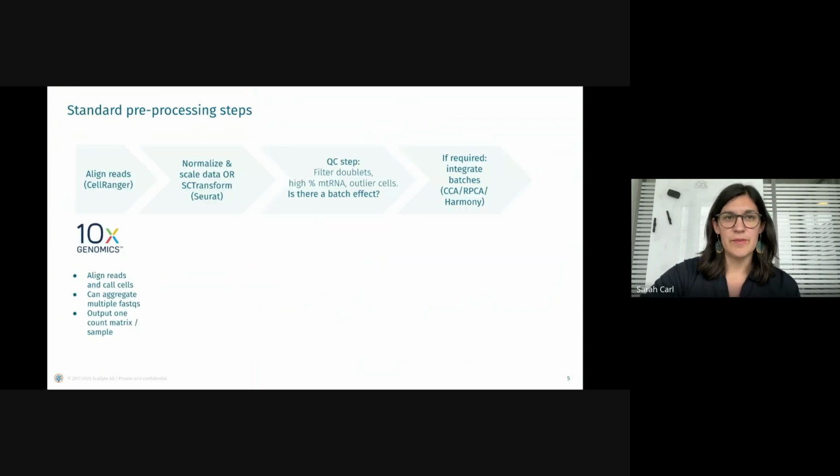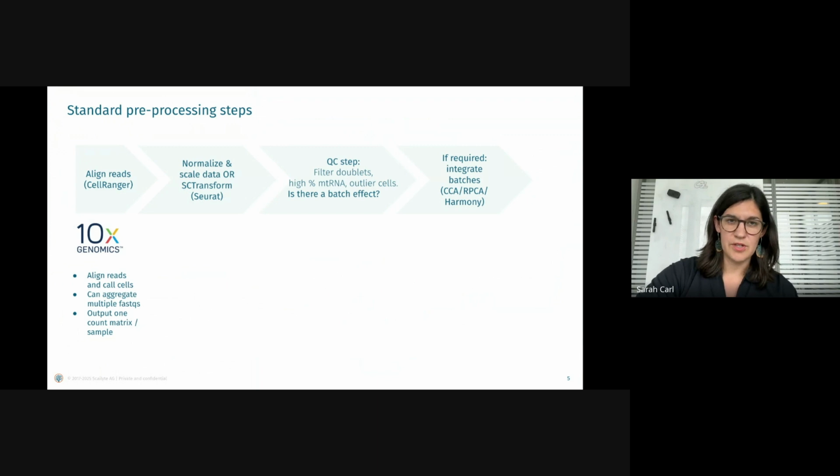First, I'll speak briefly about the standard pre-processing steps, which are generally required for single-cell data, and which we've also implemented as part of ScaiVision. So if we're starting with FASTQ files, we need to first perform alignment against a reference genome or transcriptome and to call cells. And for this step, we're using the Cell Ranger software from 10x Genomics.